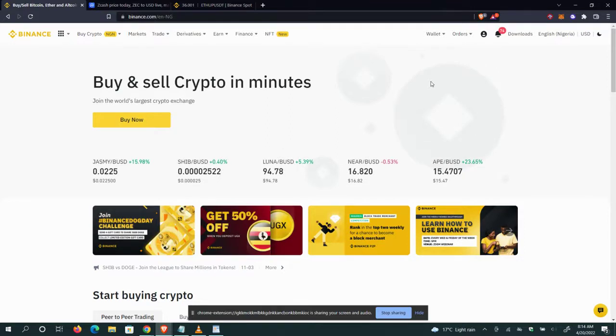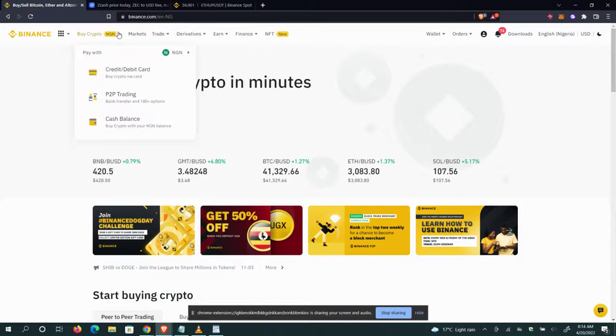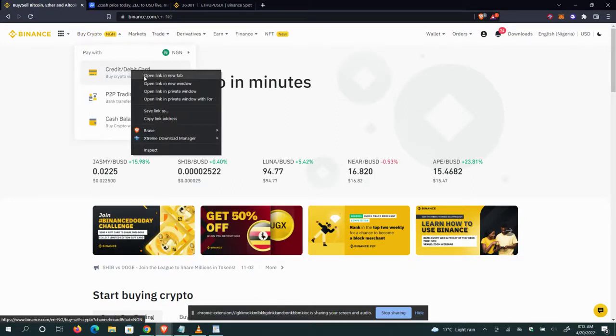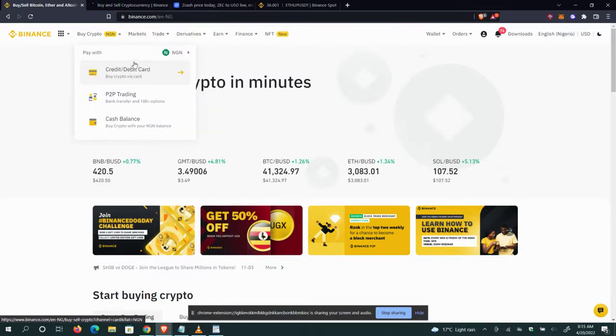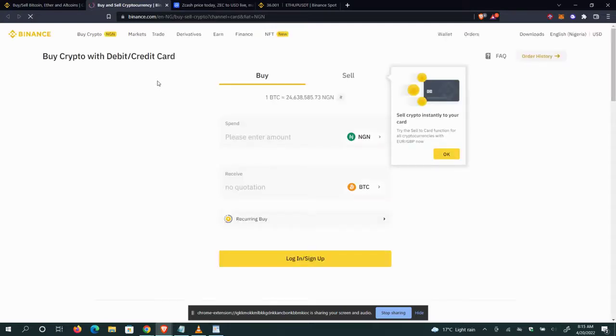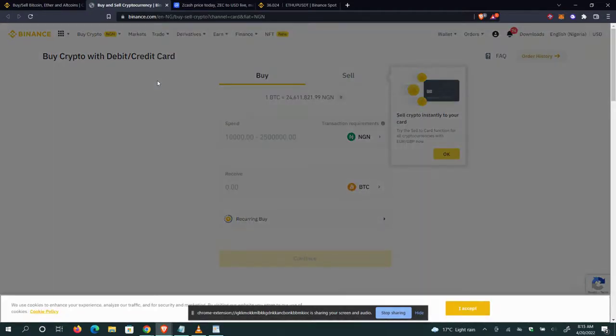So first of all, before we commence, I'm going to show you ways in which you can purchase any crypto, be it Bitcoin or a stable coin. People tend to use their credit card or debit card to buy directly on Binance, but for Nigeria, I don't think it's applicable or wise, because the government stopped that.